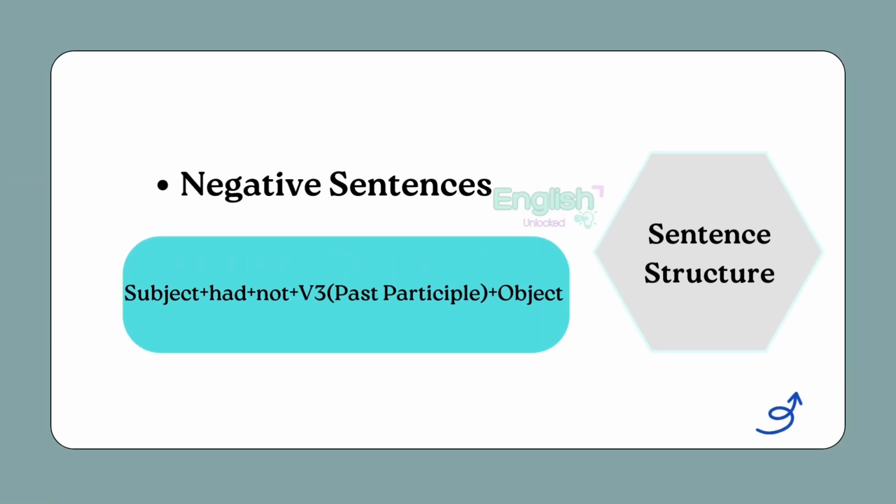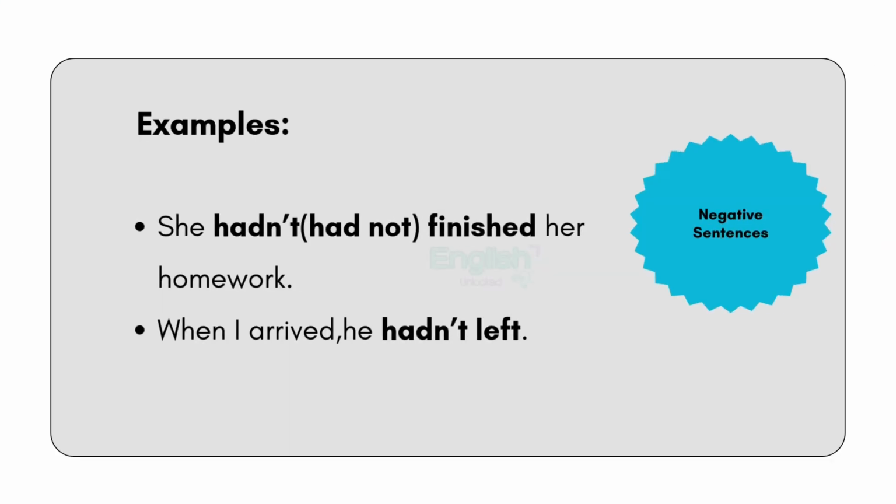Next, if you want to make a negative sentence, you should start with the subject, followed by the auxiliary verb "had," followed by "not," followed by the past participle, followed by the object. For example, "She hadn't" or "she had not finished her homework." Next, "When I arrived, he hadn't left." This is how we frame negative sentences in the past perfect.